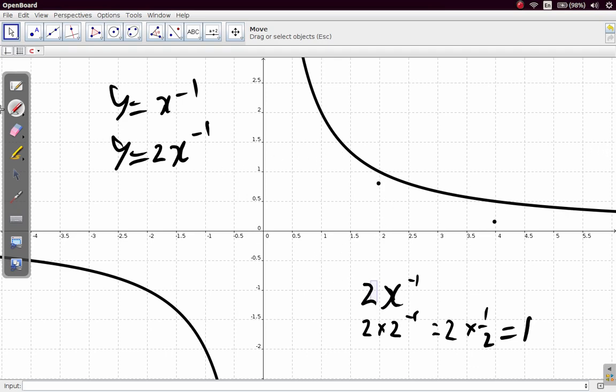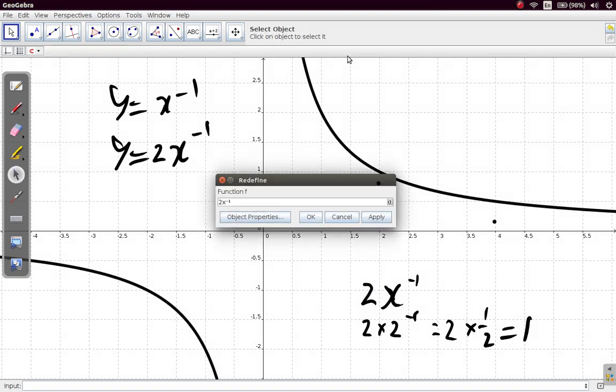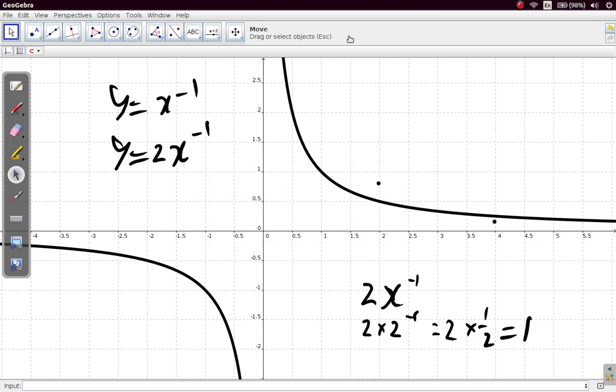Now, what we want to do here, let's put it back at x to the negative 1. Oh, let me redo that. X raised to the power of negative 1. Good. So in black, we have x raised to the power of negative 1.